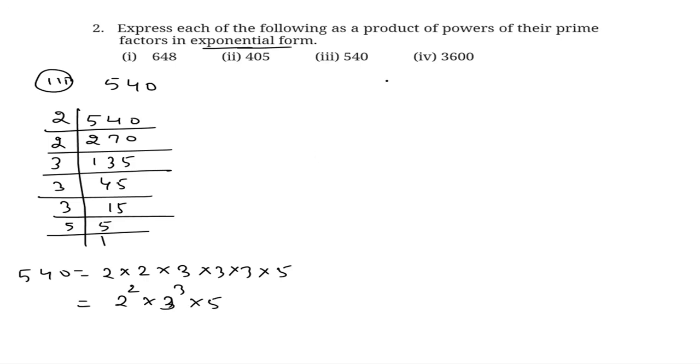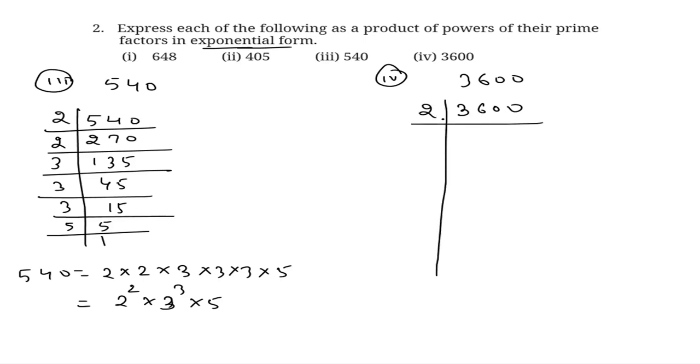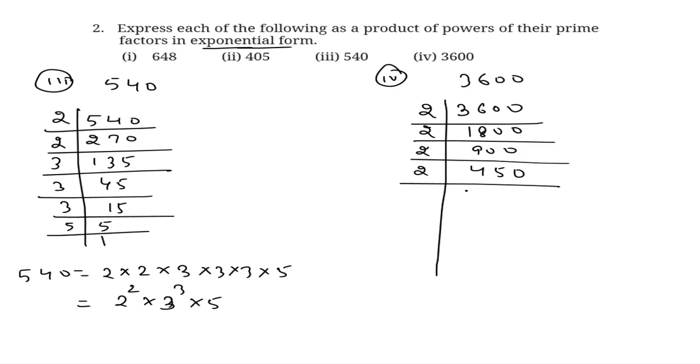Now coming to the fourth question, 3600. Okay, now 3600 is an even number. So it will come in the table of 2. So 2 times 1800, again 2 times 900, again 2 table, 2 times 450, then again 2 table, 2 times 225. Now it is an odd number, so it won't be divisible by 2.